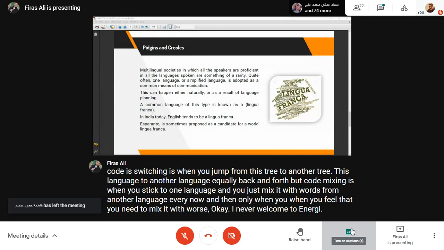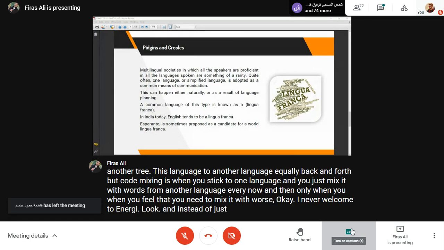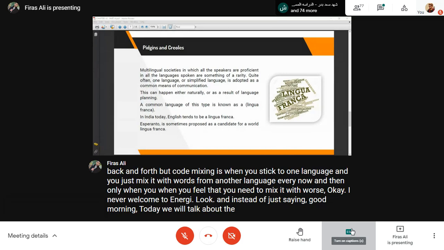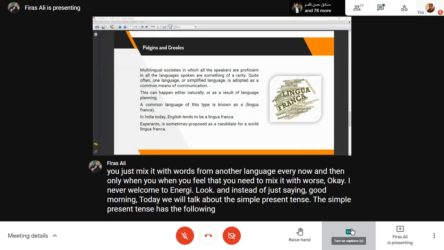Look, instead of just saying good morning, today we will talk about the simple present tense. The simple present tense has the following structure.